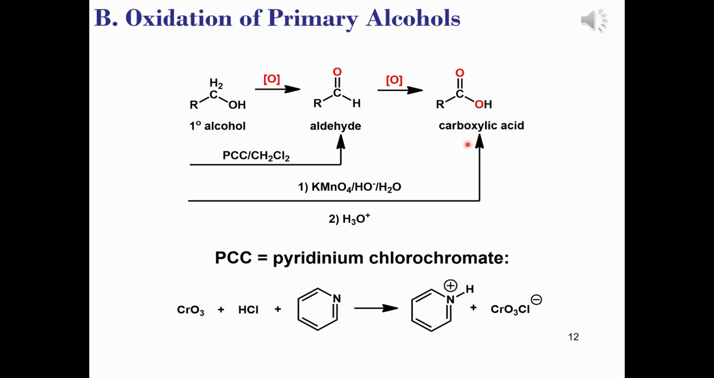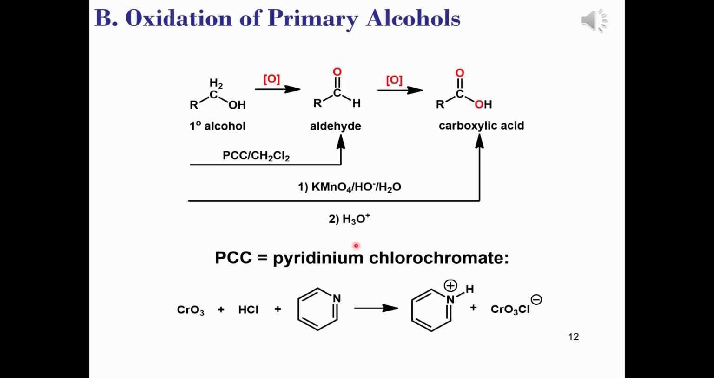Now, if you want to stop with a partial oxidation, i.e. from a primary alcohol to an aldehyde, then you're going to need to use a specific oxidizing agent. In this case, we use the oxidizing agent known as PCC, which stands for pyridinium chlorochromate. The equation for its formation is shown at the bottom of the slide, and it's just really the reaction of chromium trioxide with hydrochloric acid and pyridine to give you the pyridinium chlorochromate salt.